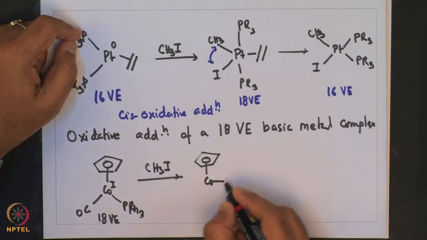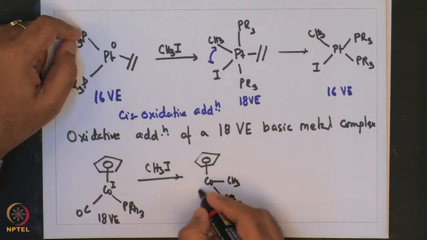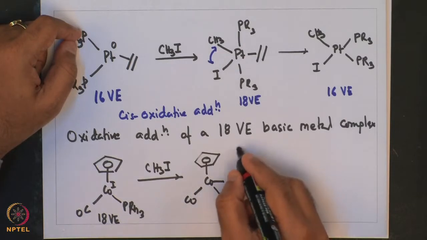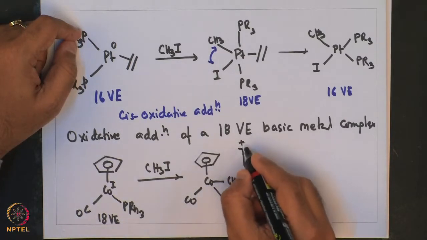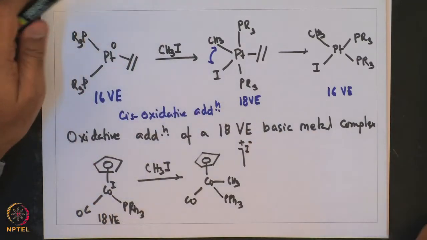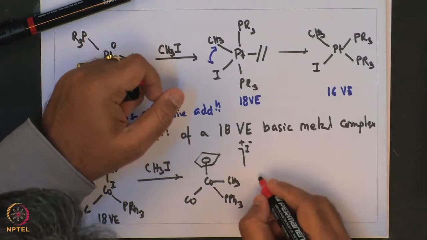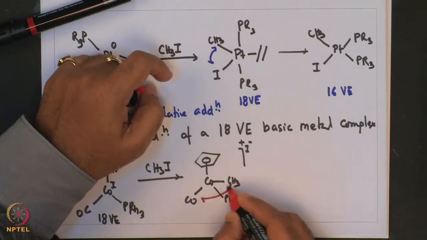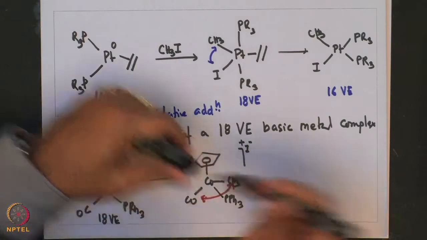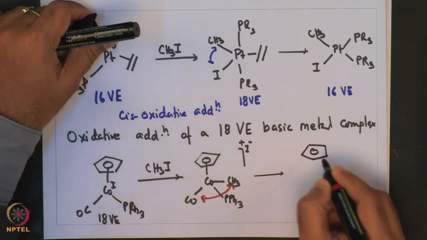Cp cobalt methyl PPh3 carbonyl, that shows a very characteristic reaction for such type of compound called migratory insertion of CO. The methyl migrates into the cobalt CO bond, giving a cobalt acyl compound as shown below.